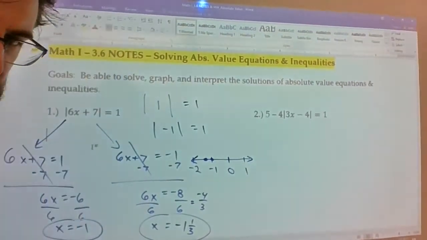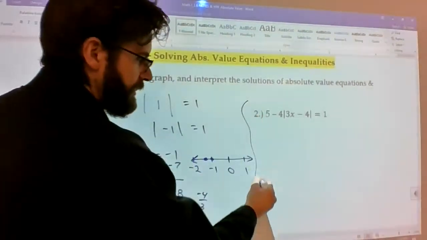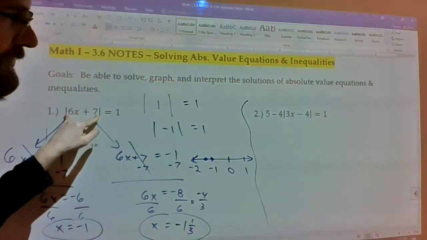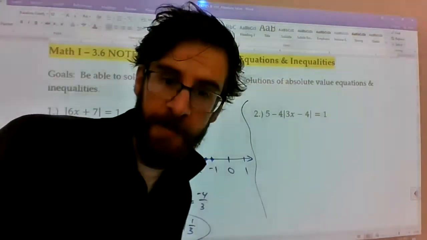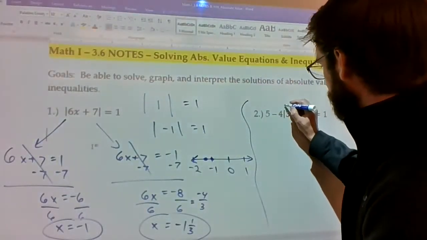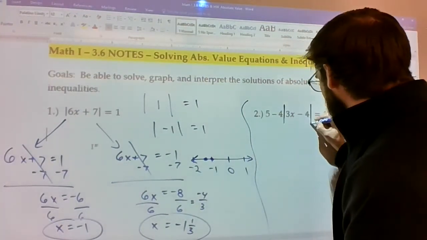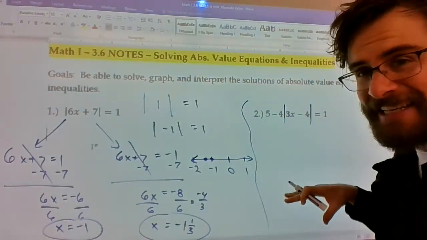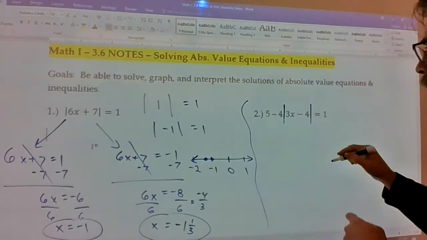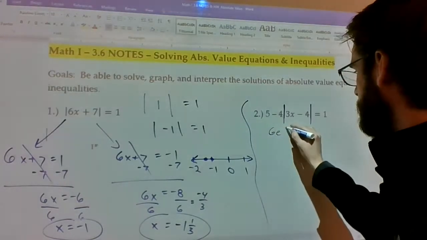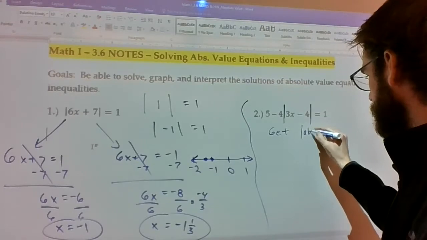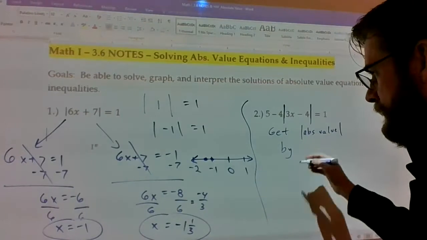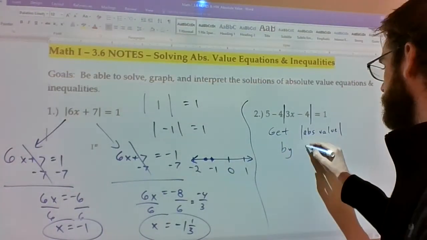So what happens when the absolute value bars are not directly on one side? Like what happens when the bars are not by themselves? Well, you're supposed to get the bars by themselves. So absolute value bars have to be isolated. So before we start splitting it into any two parts, we need to get the absolute value bars by themselves, or get this quantity by itself.